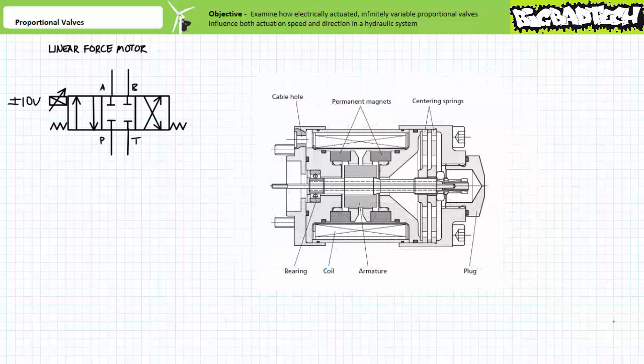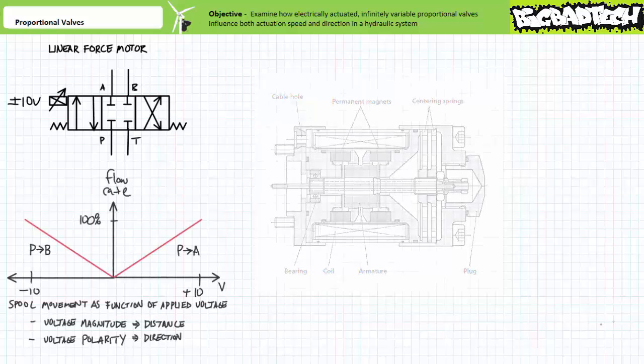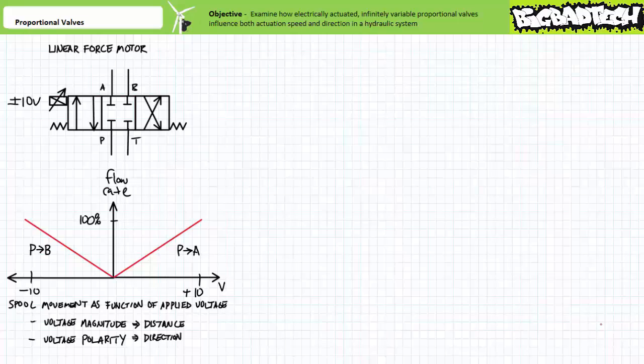A linear force motor is a sophisticated valve positioning mechanism that moves the spool with respect to the applied voltage magnitude and polarity. Long story short, polarity determines the direction of spool movement, and magnitude determines the distance. The application of positive voltage moves the spool into the straight-through P to A position, and the application of negative voltage moves the spool into the cross-connect P to B position.